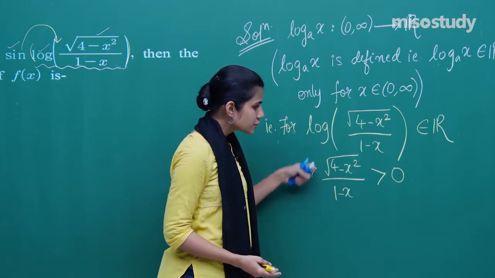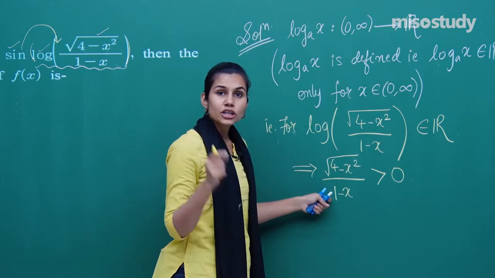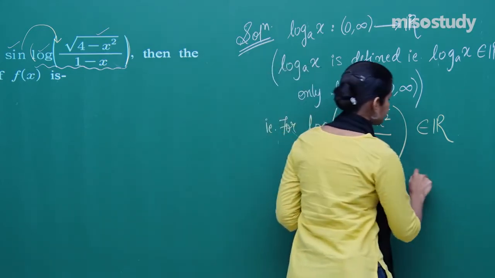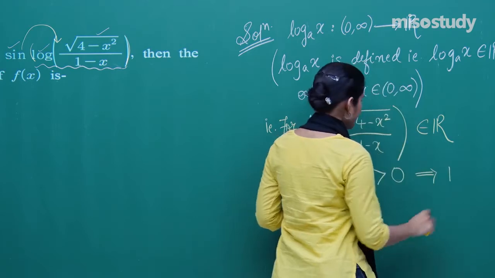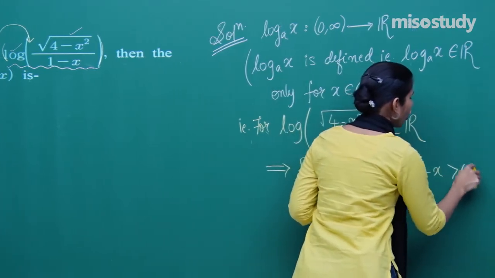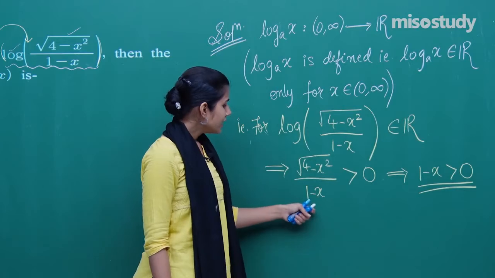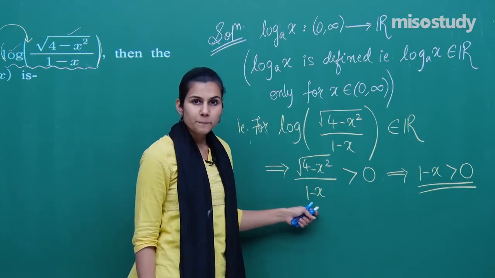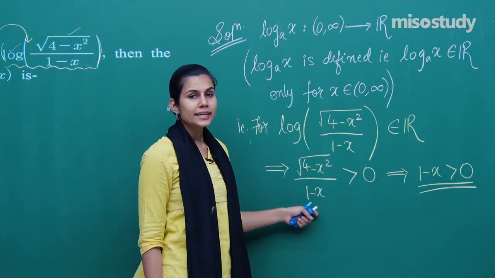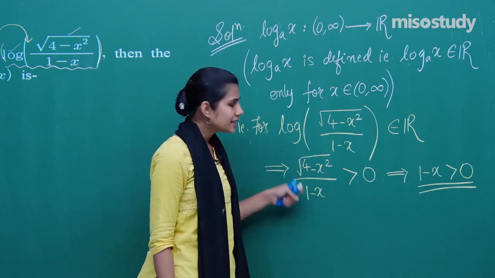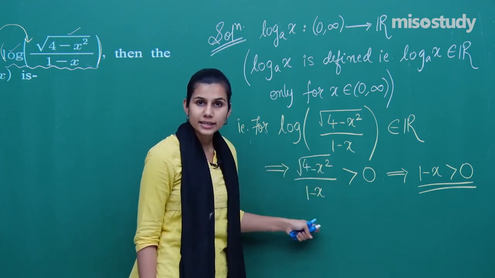That means for this expression to be positive, even the denominator should possess a plus sign, that is 1 minus x should always be greater than 0. First of all, this cannot be 0. Why can it not be 0? Because if this becomes 0, then this entire rational expression will become undefined.